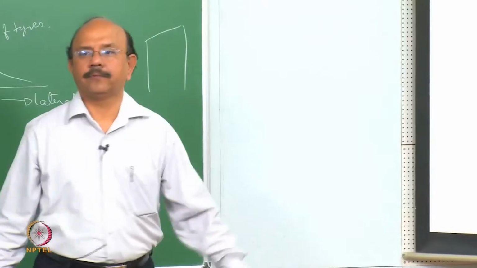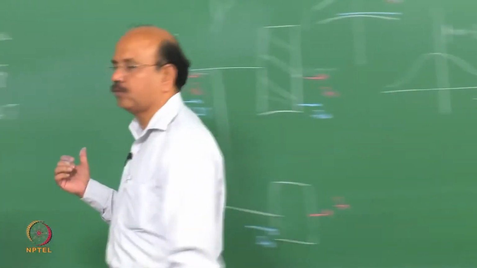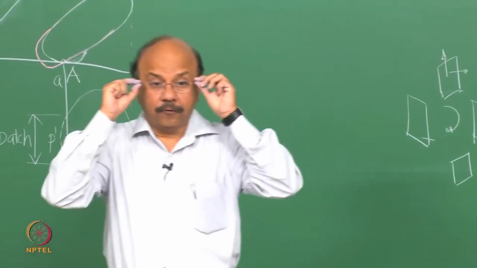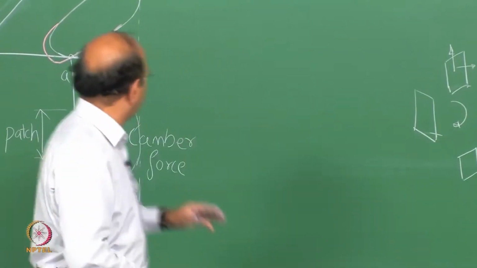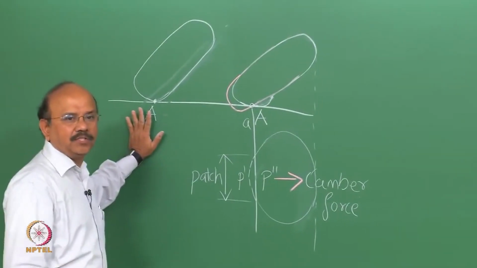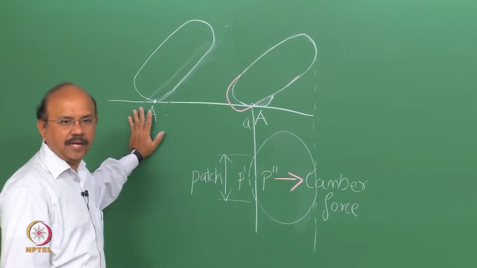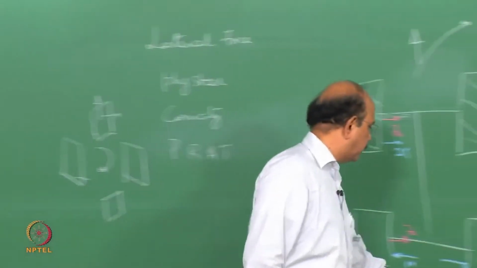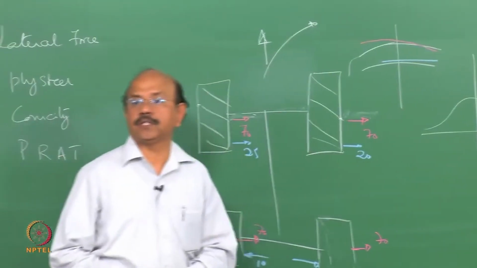Now, unfortunately, these are not the only things which produce lateral forces. The lateral forces are also produced by what is called camber. This is actually a motorcycle camber exaggerated, just to illustrate a point that there is a camber. You know about camber, and the camber also produces a thrust.